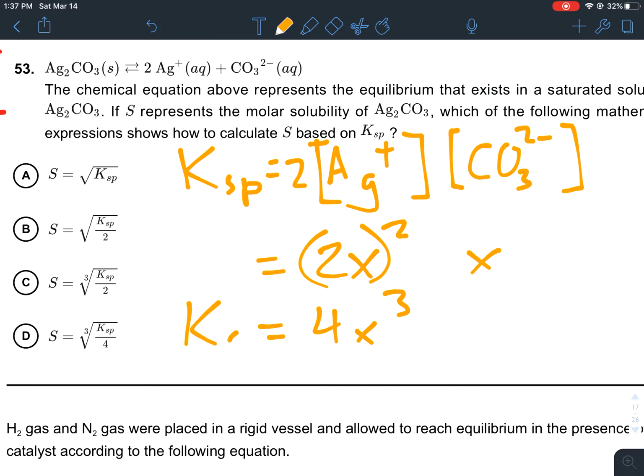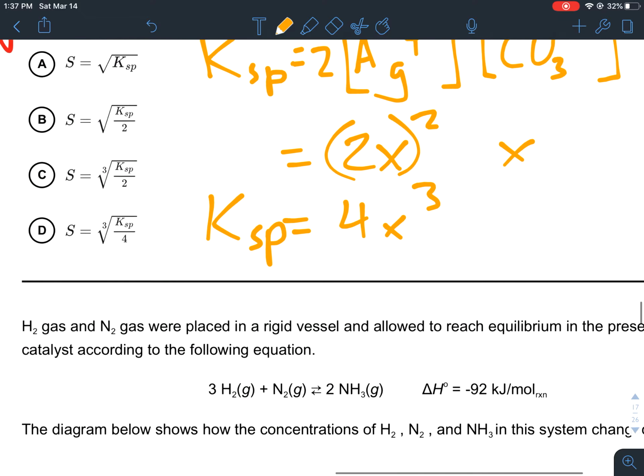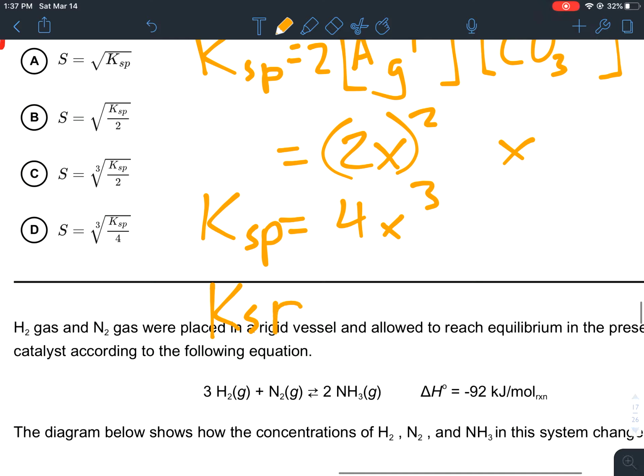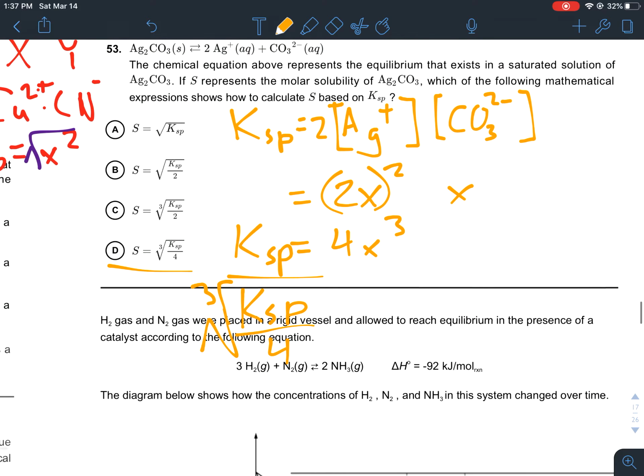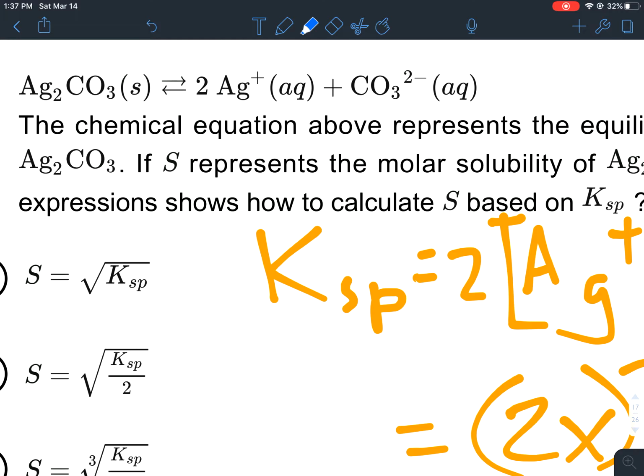Whatever your KSP is, we're going to divide it by 4, and then we're going to cube root it to get x by itself. That correct answer is D. So dealing with KSP, you got to remember that the K never has a denominator because solids don't play in equilibrium. And if you have 2 of like an ion, for example, here there's 2, it's going to not only double the concentration of it, it's also going to square it as its coefficient.